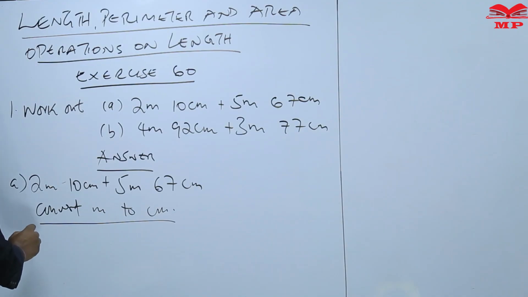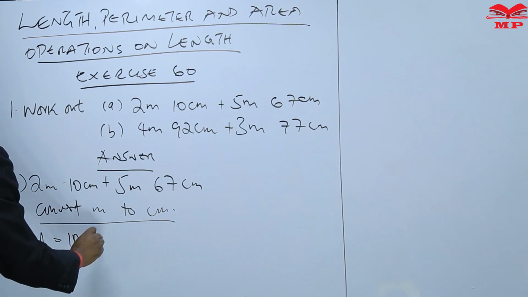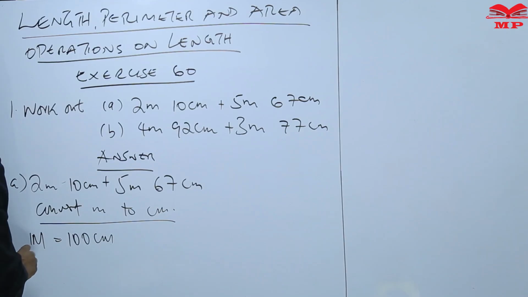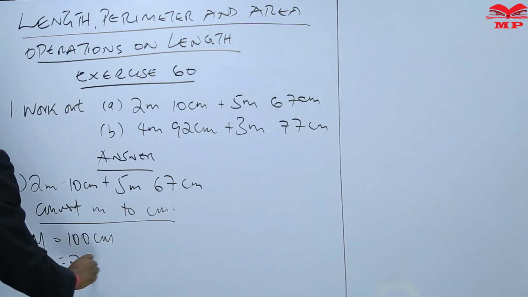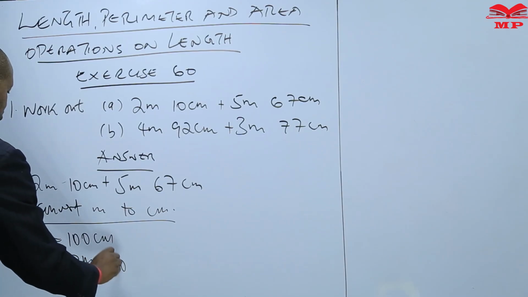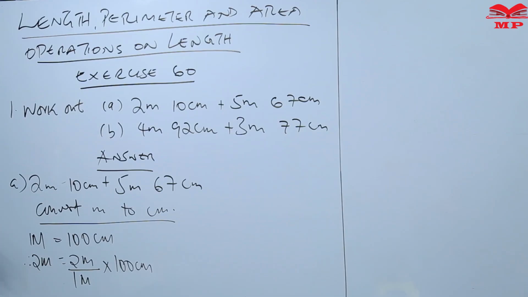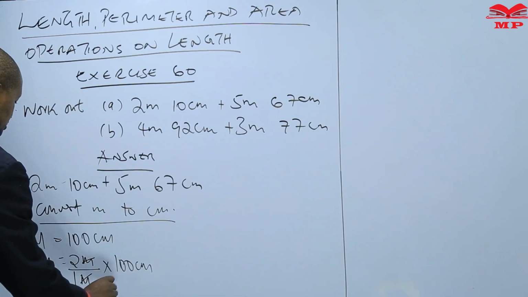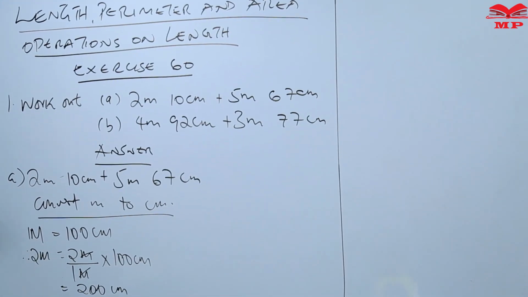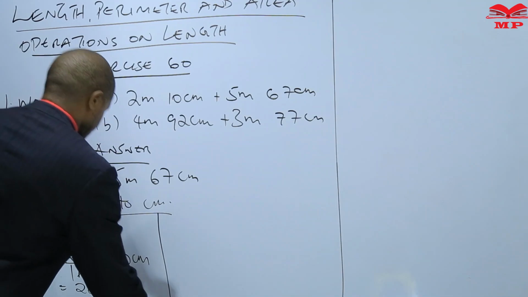We know that 1 meter is equal to 100 centimeters. Therefore, 2 meters will be equal to 2 meters divided by 1 meter times 100 centimeters. So this will cancel out with this m. Then you have 2 times 100 centimeters, giving us 200 centimeters. So that is the first thing to do.